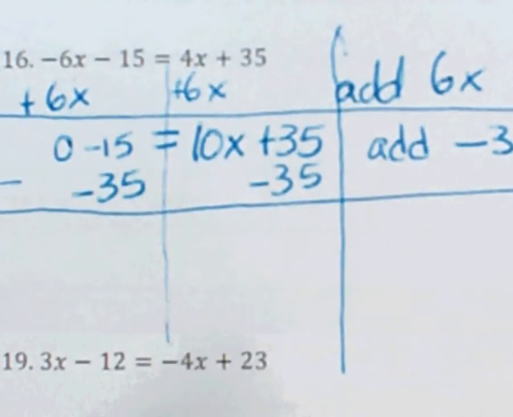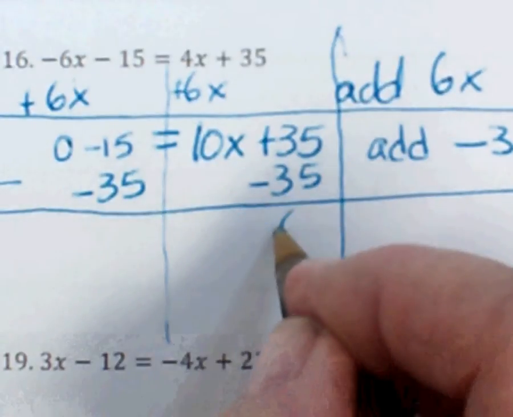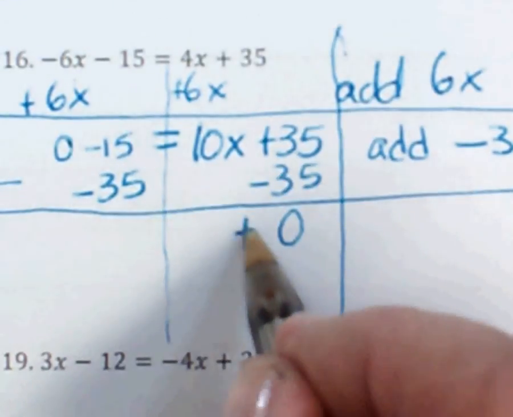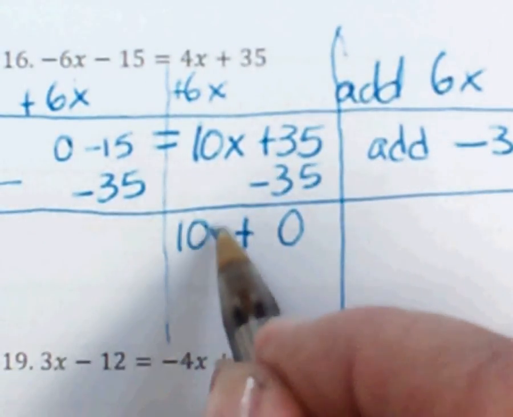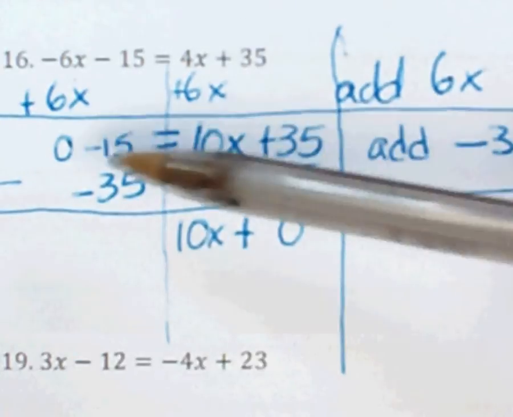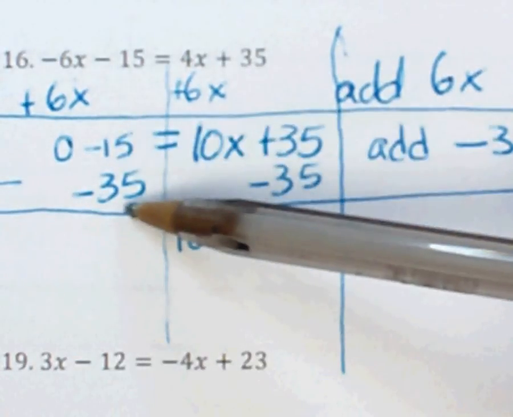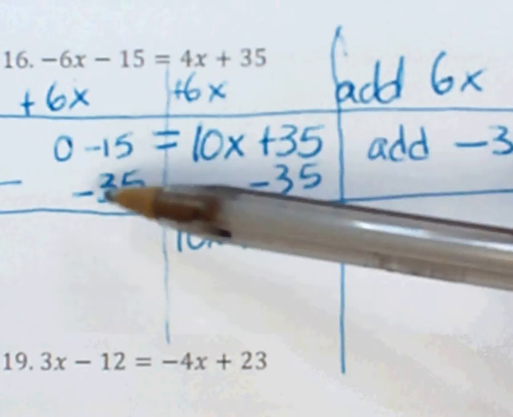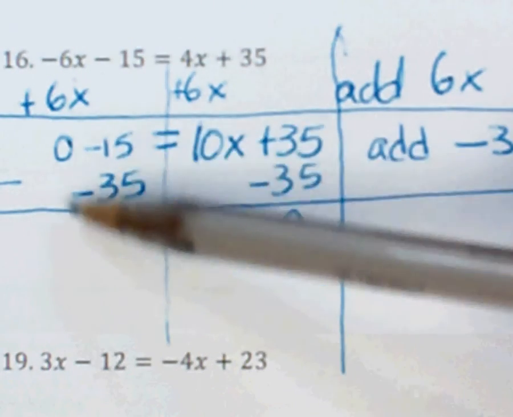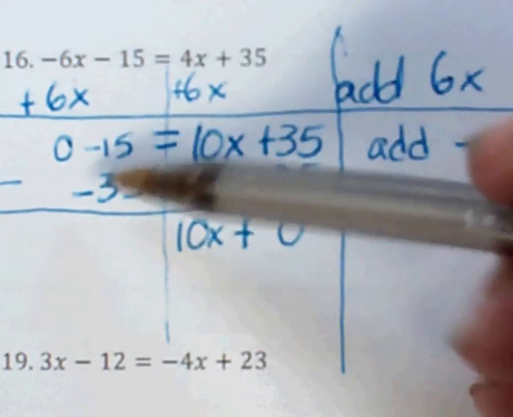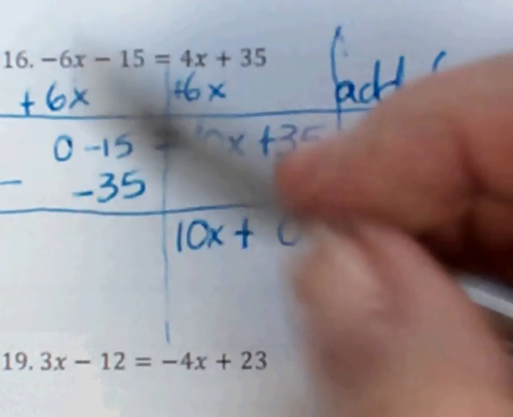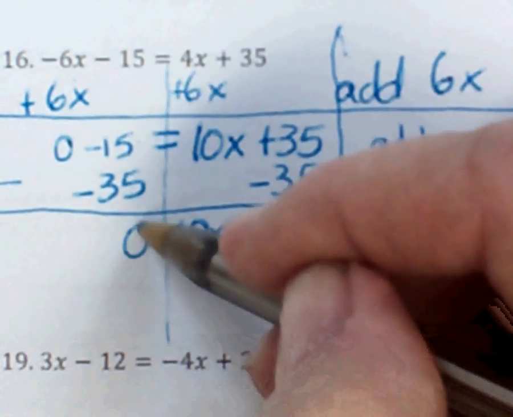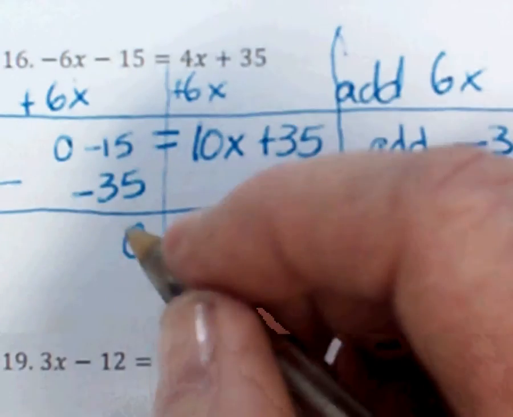Okay, so if I do that, I'm going to get a 0, which is good, plus 10x. And here I'm adding two negative numbers together. Another way of saying it is negative 15 minus 35. Same thing, it's all negatives, so I add them up. So 5 plus 5 is 10. Carry the 1, 1, 2, 3, 4, 5, so that makes 50.